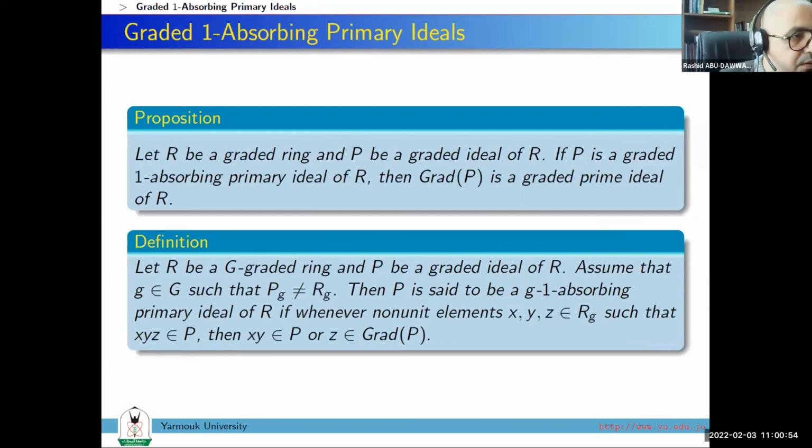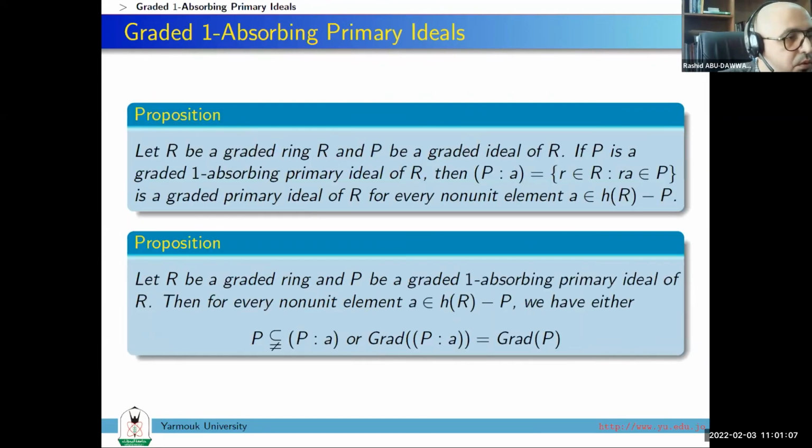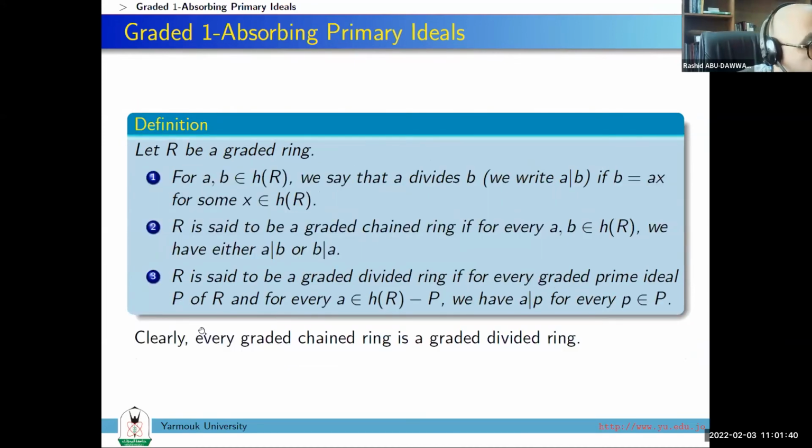This is another example about the converse. So in our results, we prove that if P is a graded 1-absorbing primary ideal, then its radical is a graded prime ideal. This is an important one. This is another proposition, but I want to talk about this one, in fact. If we have a graded 1-absorbing primary ideal, then the residue ideal is always a graded primary ideal for every non-unit element of h(R) that is outside P. This is very important too. We proved that if we have a graded 1-absorbing primary ideal, then for every non-unit, you have either P is a proper subset of the residue ideal or the radical of the residue ideal equals the radical of P.